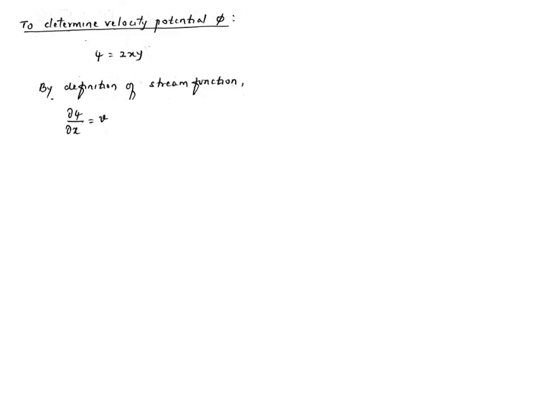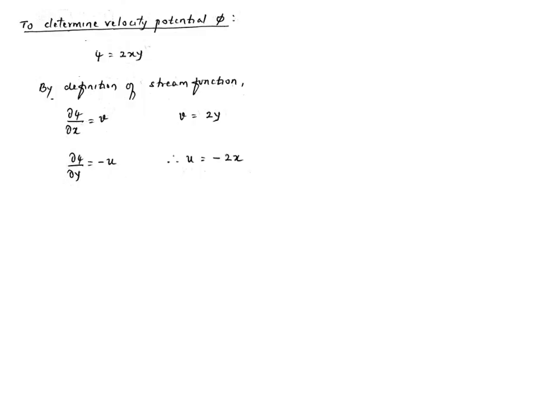So take psi and differentiate with respect to x. Dou psi by dou x is v, so therefore we have v as 2y. That means you can take psi and differentiate with respect to x, and we get the component of velocity, that is v is equal to 2y. Now another definition is dou psi by dou y is minus u, so you take psi and differentiate with respect to y, you will get 2x, so u will be minus 2x.